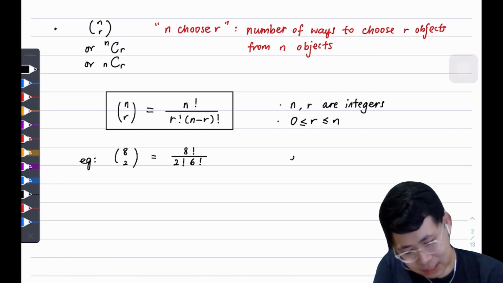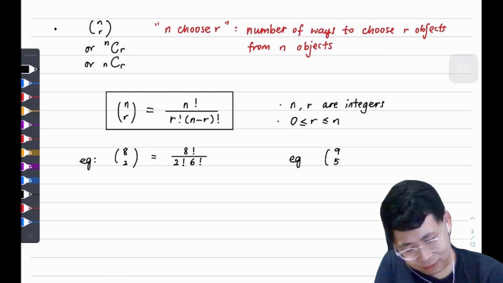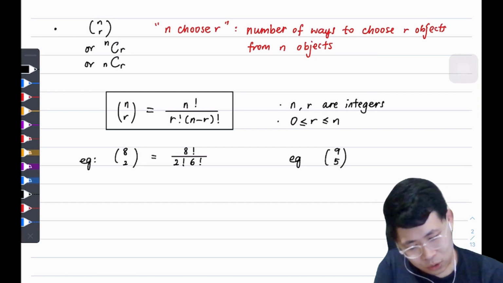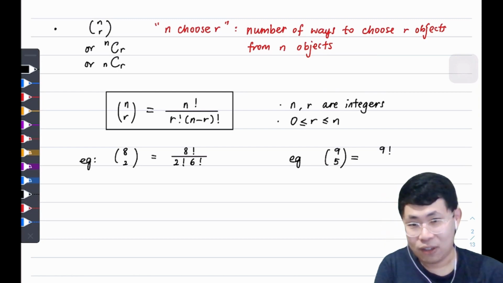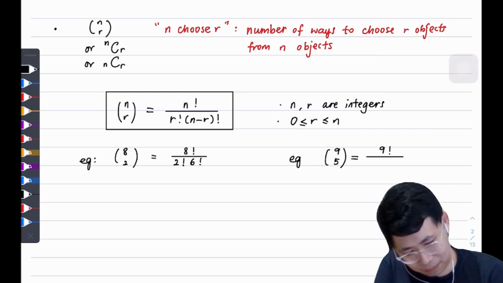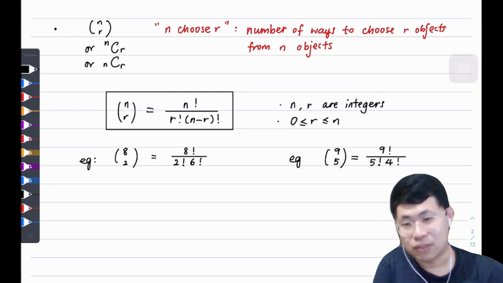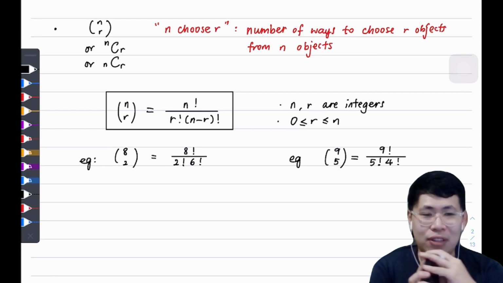Okay, let me give you another example. Let's say I have 9 and 5, 9 choose 5. How would that look? I have a 9 factorial on top. At the bottom, I'm going to have a 5 factorial and a 4 factorial. So 5 and 4 will give you 9, like that.